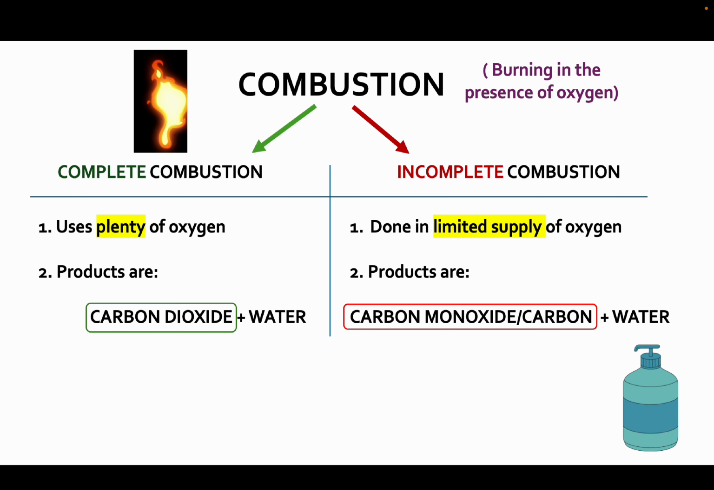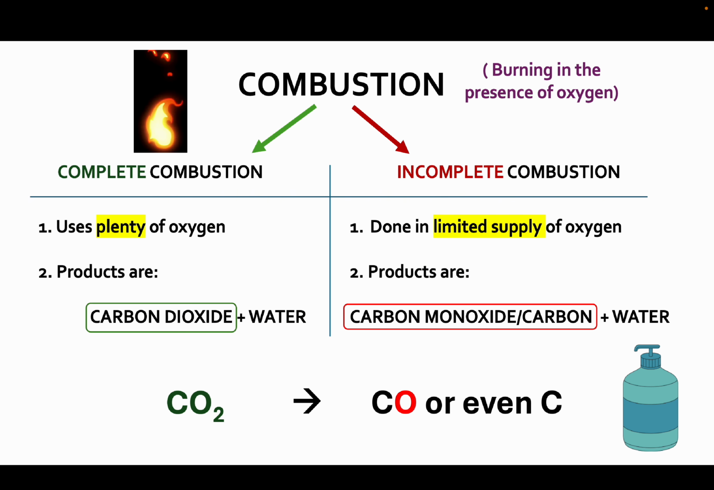Complete combustion uses plenty of oxygen, so that means you have enough oxygen for carbon to be attached to 2 other oxygen atoms, making CO2. However, in incomplete combustion, since there's a limited supply, each carbon can only actually bond with 1 other oxygen and sometimes none. And that's how you end up with either carbon monoxide or even just carbon.